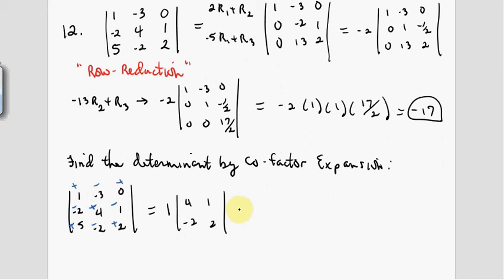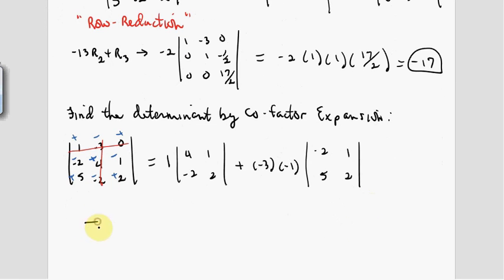And then it's going to be plus this -3 times the sign for the permutation change, the -1. And I delete its row and column. So I multiply by the determinant of the submatrix of the entries that are left: -2, 1, 5, and 2.